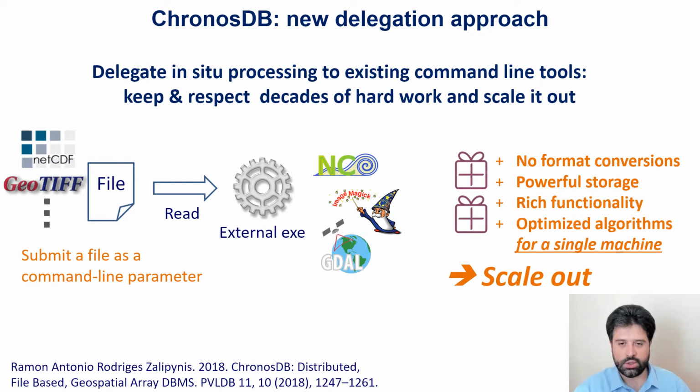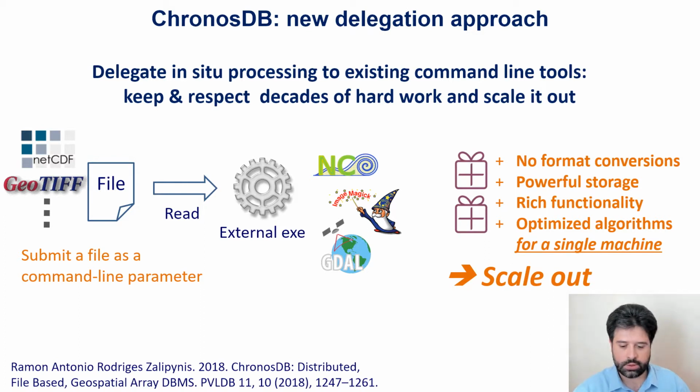ChronosDB implements a new delegation approach. It delegates file processing to well-known command line tools. The delegation happens by direct submission of files to a tool as command line arguments to process these files on a single cluster node. We avoid format conversions and get a powerful storage layer because these files are small databases. In addition, we get a rich set of optimized algorithms, but for a single machine.